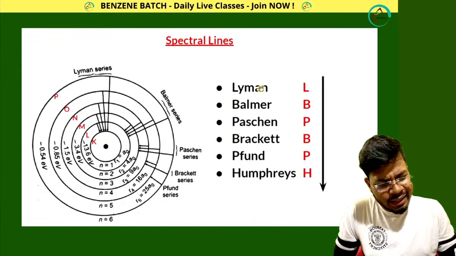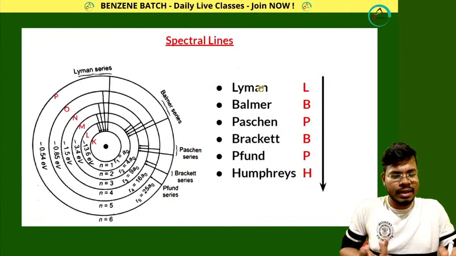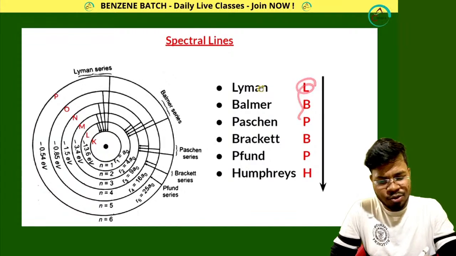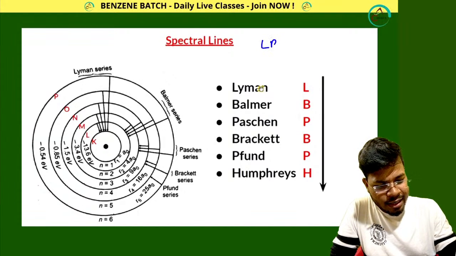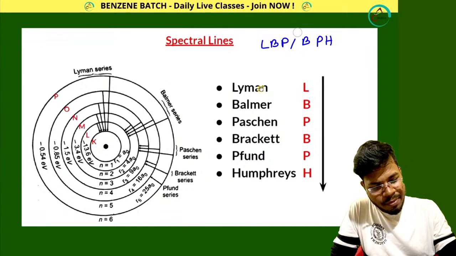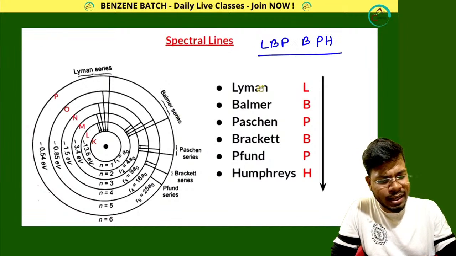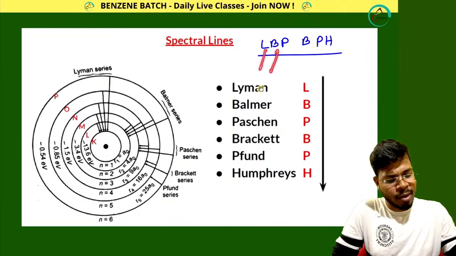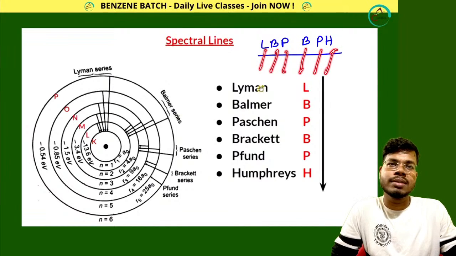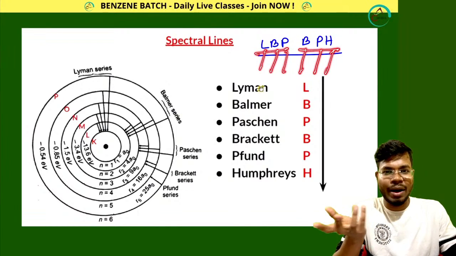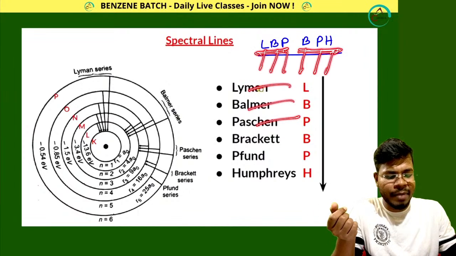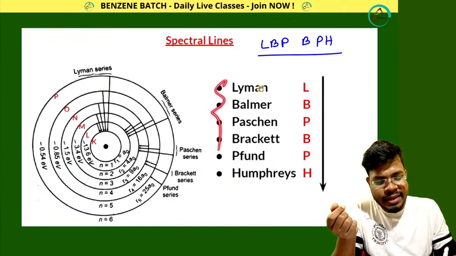So how would you remember this correct order? It's very simple. There is a shortcut method called LBP BPH. What do you mean by that? L means Lyman, B for Balmer, P for Paschen, B for Brackett, P for Pfund, H for Humphreys. Just say LBP BPH twice. That means Lyman, Balmer, Paschen, Brackett, Pfund, Humphreys. You just need to remember this in this order.